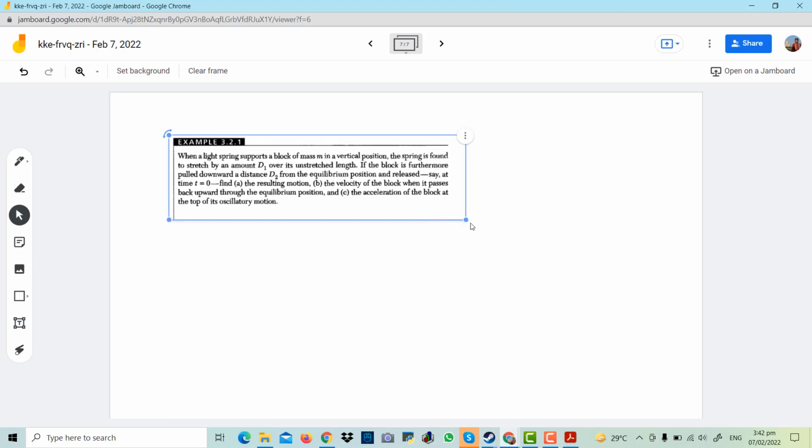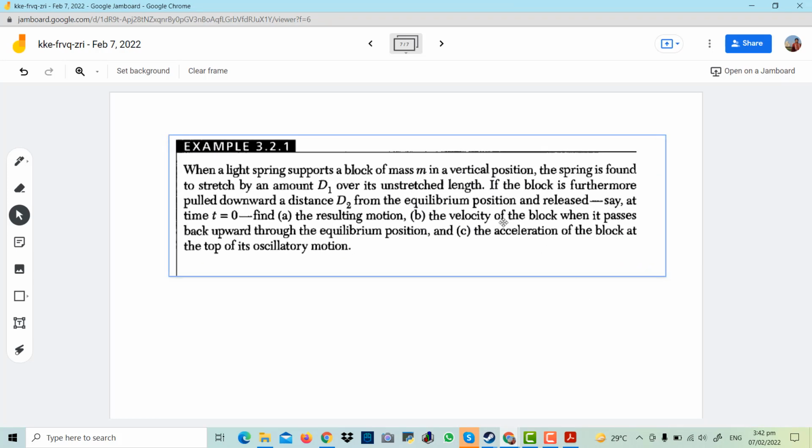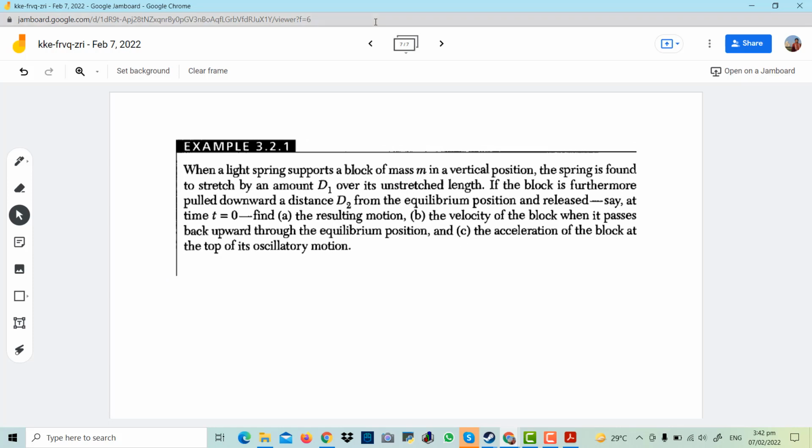Okay, say for example this one. A spring supports a block of mass in vertical motion. Same setup as what we solved. The spring is found to stretch by an amount of D1. So first, the spring. If you draw this one, the spring, okay? This is the old equilibrium position. Now, if you put mass M, there will be a stretch distance if you put mass M.